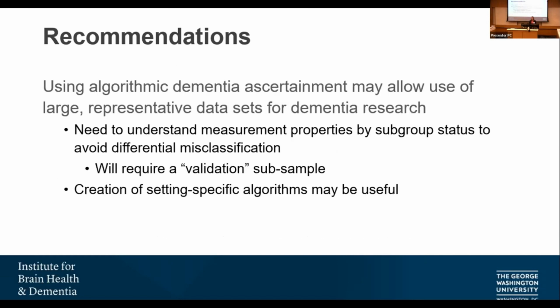Algorithmic ascertainment may allow use of large representative data sets for dementia research. You need to understand the measurement properties of the instruments you're using. This does require a validation subsample. So I know there's probably an NIA representative in the room. Wink, wink, nod, nod. Would love another Adams. That would be great. And creation of setting-specific algorithms may be useful, right?